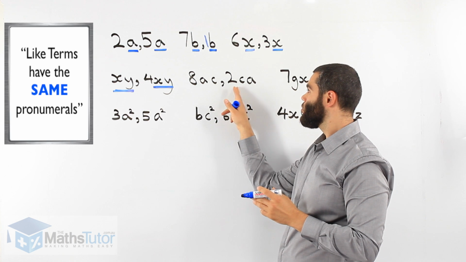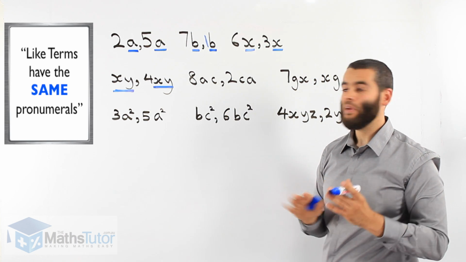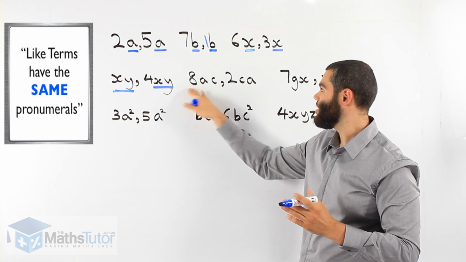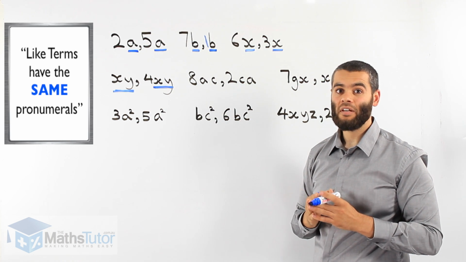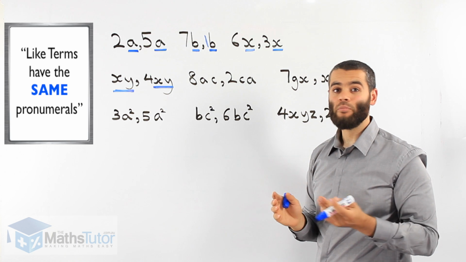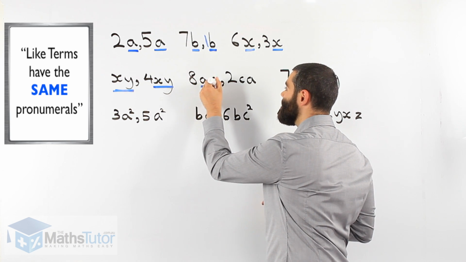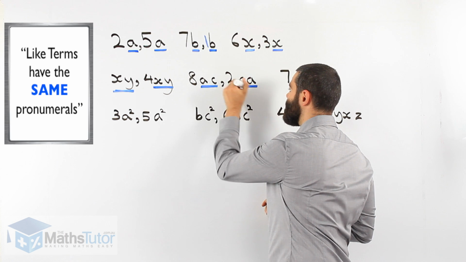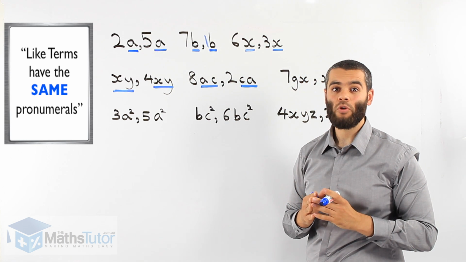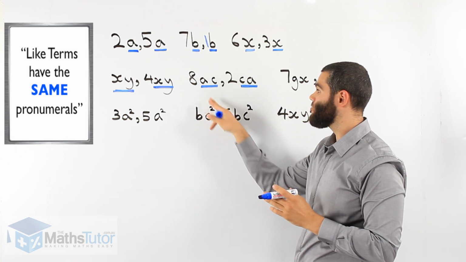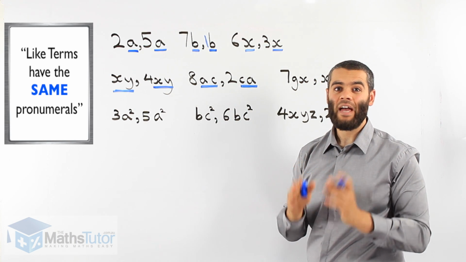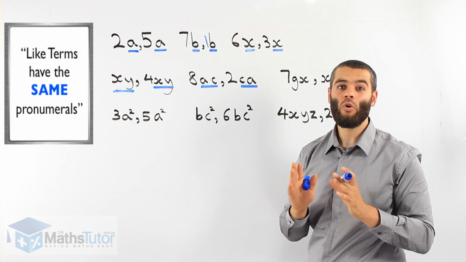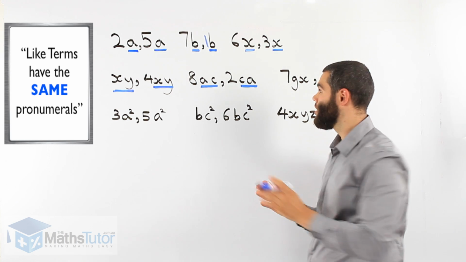8ac, 2ca. We have a term here, 8ac, another term, 2ca. Are they like terms? Let's see. Do they have the same pronumerals? We have ac here and we have ca here. They have the same pronumerals, however they have been swapped. AC, CA, doesn't matter. As long as they have the same pronumerals, the order does not matter at all.